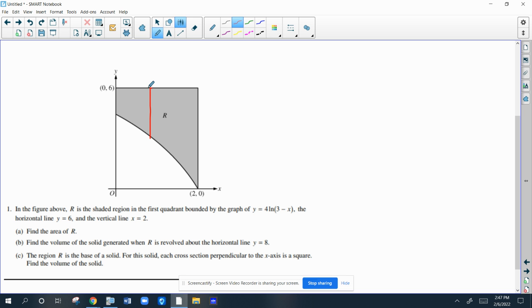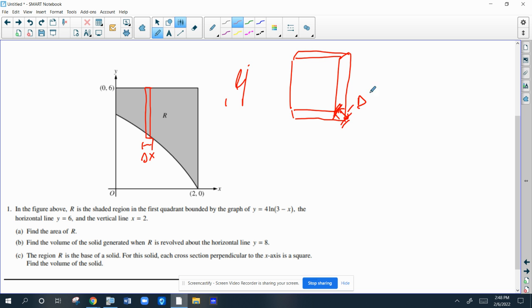So as always, we're going to set this up like we're going to take one representative slice. This slice is going to be a square. So how am I going to draw that? It's going to look like this. This is delta x. That's really this length. This little length is delta x right here. So a square is length times height.